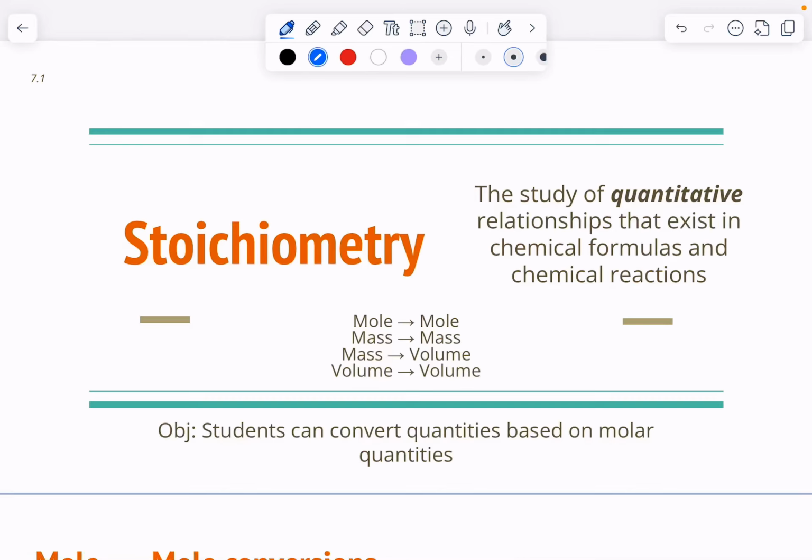Today's lesson is going over our notes on stoichiometry and how you can convert from one chemical to another chemical using a balanced chemical formula and that molar relationship that they have. So this is going to require you to know how to balance equations.